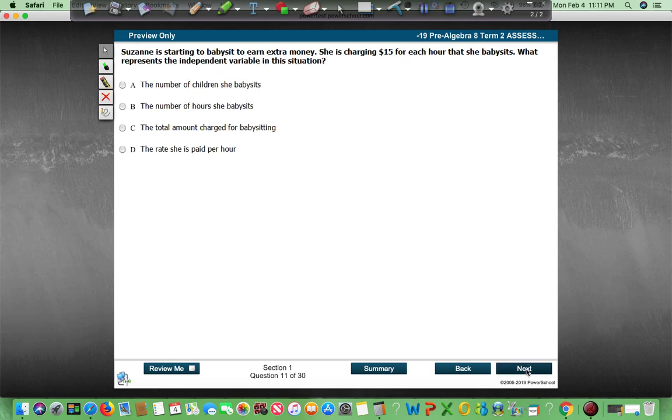Question 11. Suzanne is starting to babysit to earn extra money. She is charging $15 for each hour that she babysits. What represents the independent variable in this situation? A. The number of children she babysits. B. The number of hours she babysits. C. The total amount charged for babysitting. D. The rate she is paid per hour.